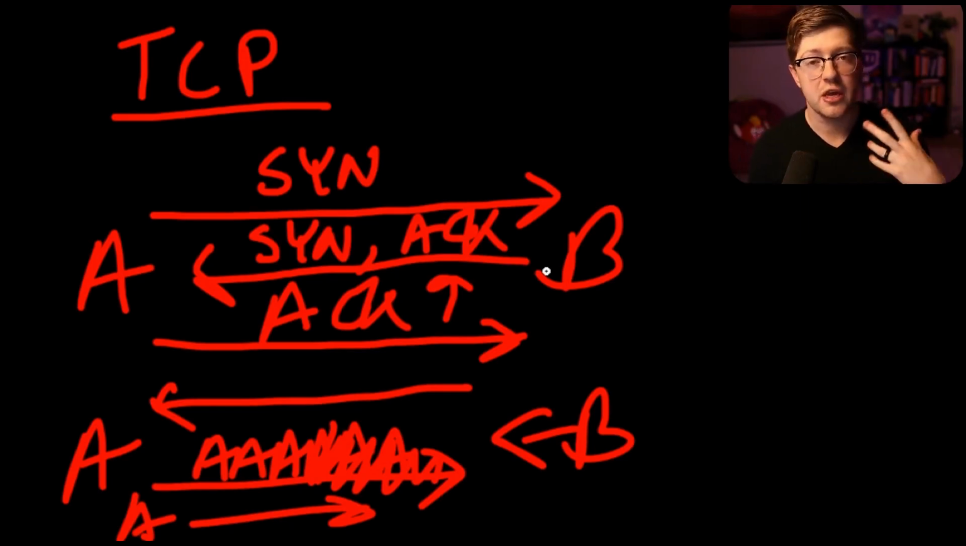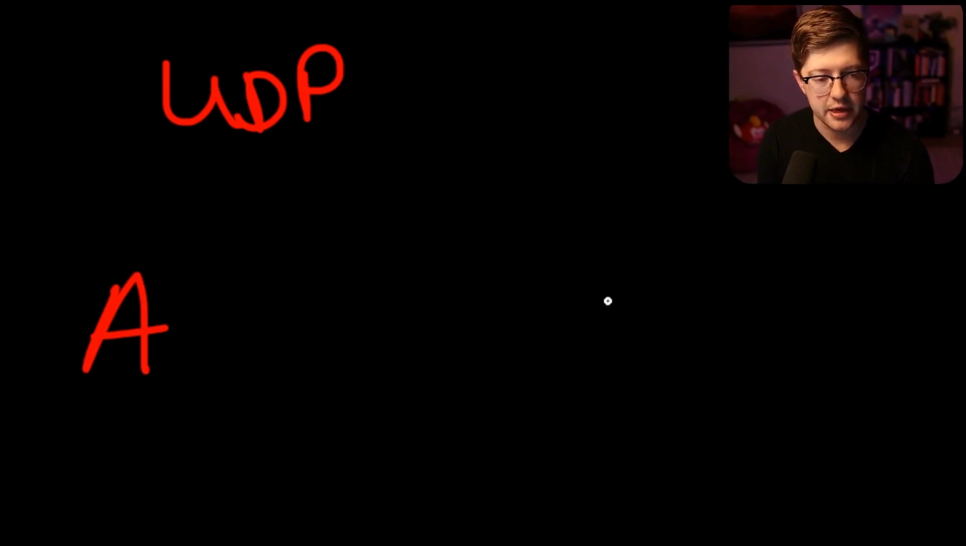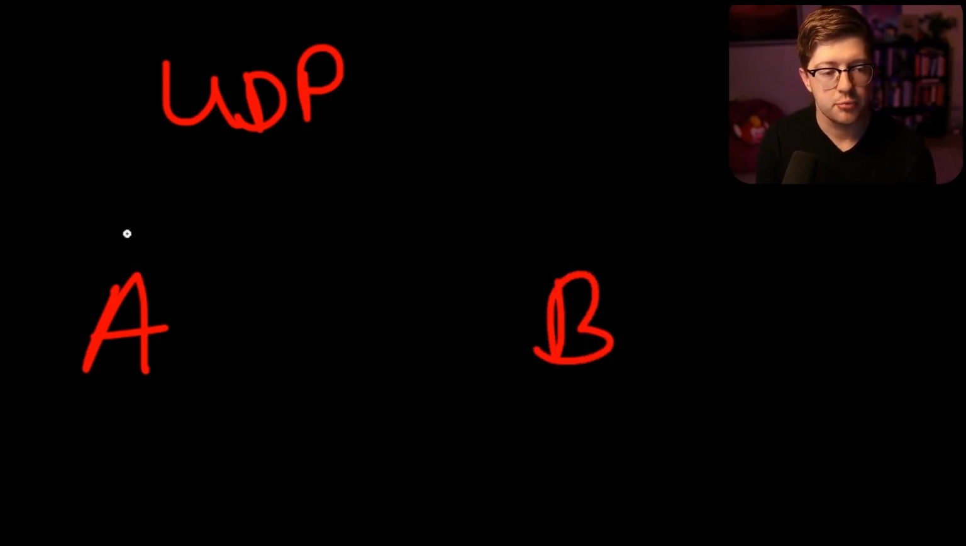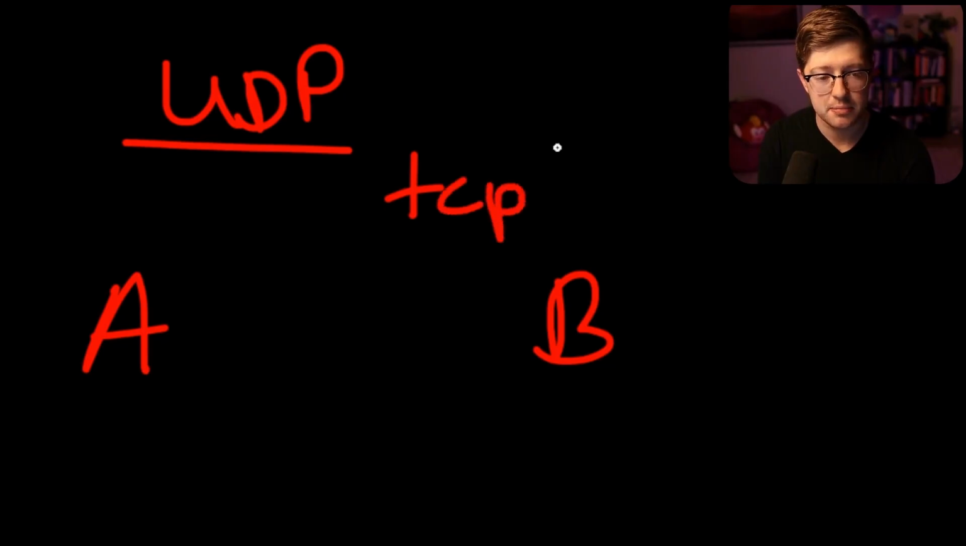UDP, which is the other protocol, is known more as a fire and forget protocol. So let's talk about what that specifically means. UDP is called User Datagram Protocol. So remember again, we have computers A and B, right? Previously, we were talking about HTTP, and HTTP is happening over TCP port 80. So this would never happen over UDP.